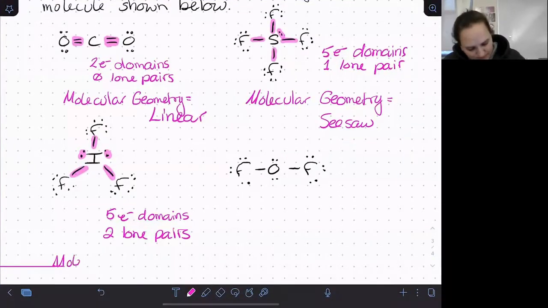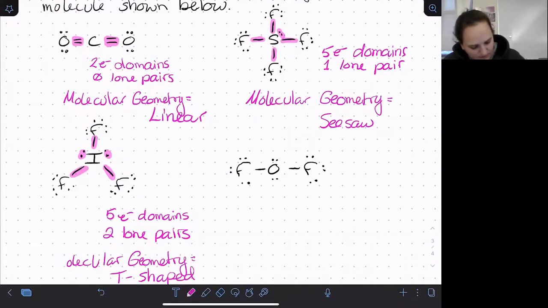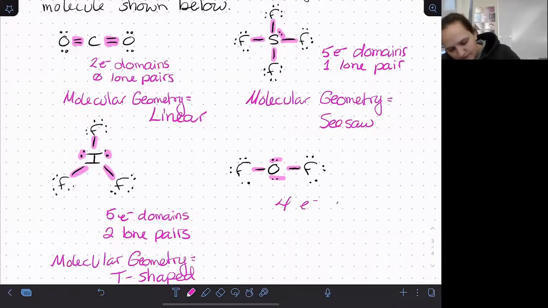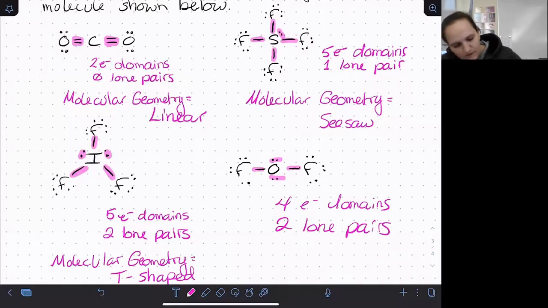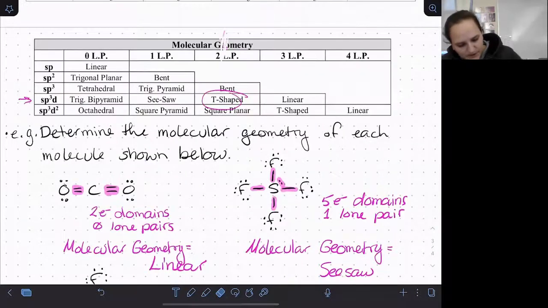Should write that down. Molecular geometry, T-shaped. And then last but not least, OF2, we have 2 bonds plus 2 lone pairs for a total of 4 electron domains, 2 of which are lone pairs. So when we come up to our molecular geometry chart, 4 electron domains is sp3 hybrid, 2 lone pairs puts us at the bent geometry.